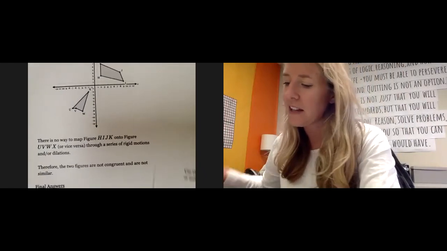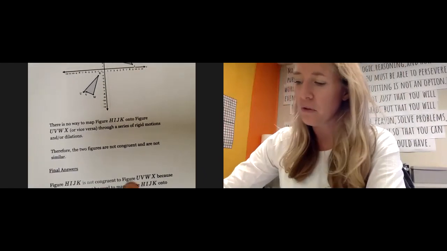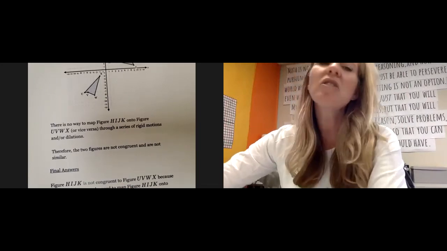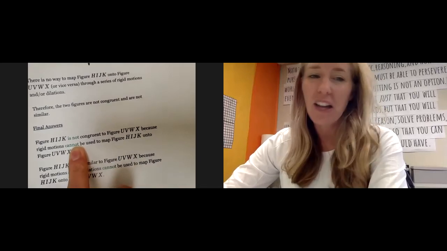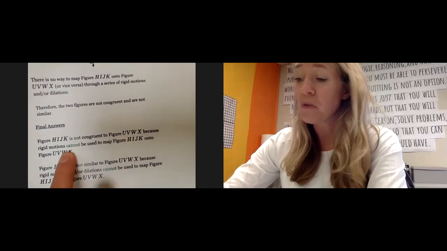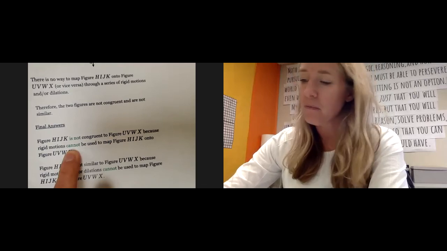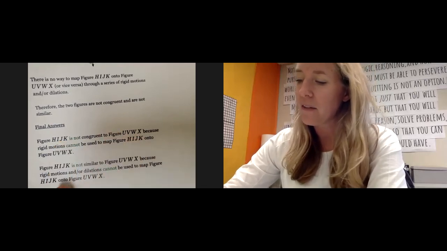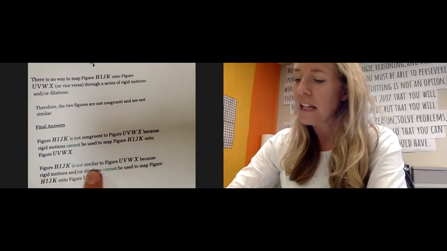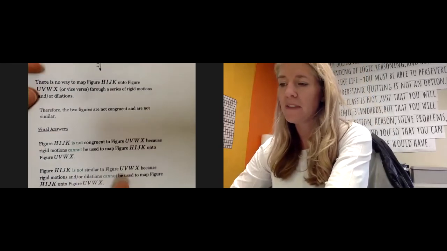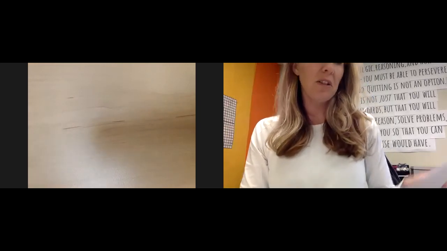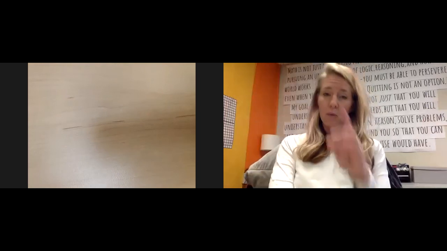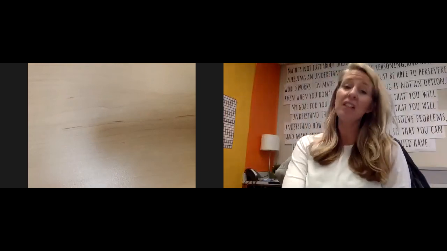So they say here, it is not congruent because rigid motions cannot be used. There's no hope. Oh my gosh, I'm pointing and not showing you again. I am so sorry. So not congruent because rigid motions cannot be used to make one into the other. Same thing with this one. They're not even similar, unfortunately. Sad day for transformations there, but it's true. So it just depends on the shapes that you get. And on these particular ones, that last one was never going to be congruent and it wasn't even going to be similar.